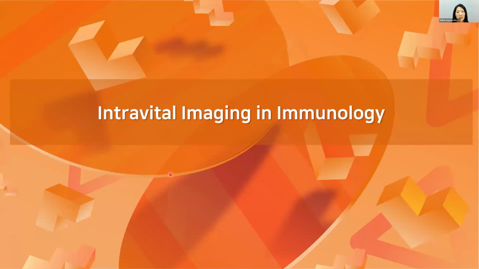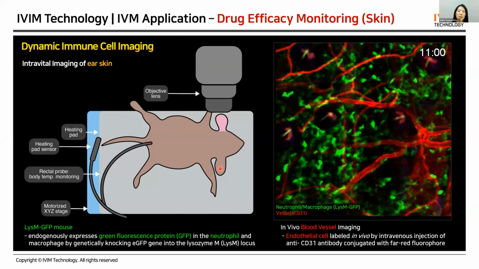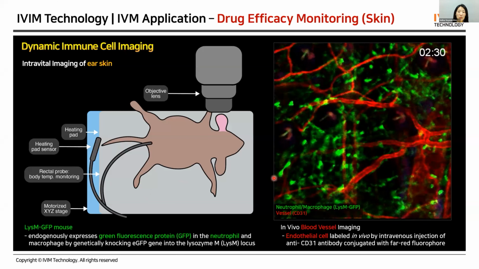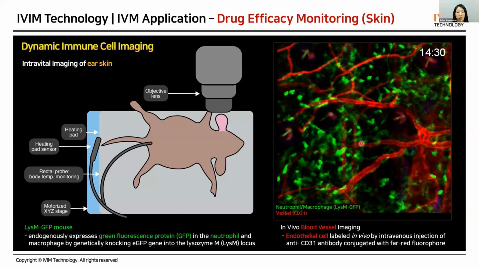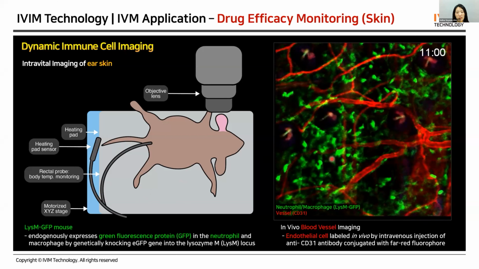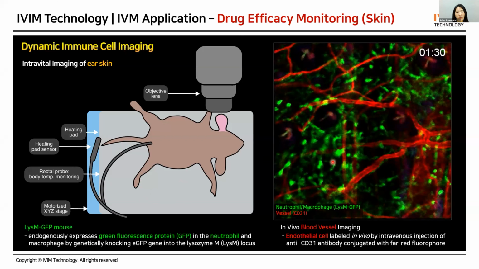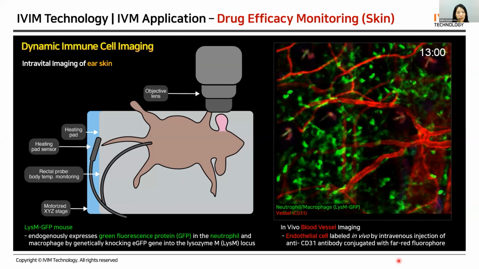So from this slide, I'd like to introduce the intravital research applications in the immunological research field in detail according to the target organ. This is the intravital imaging of skin, visualizing immune cell dynamics in the skin of a lysozyme-GFP transgenic mouse, together with the ear skin blood vessels. As we can see here, we can visualize the cell-to-cell dynamics of the neutrophils in the skin, and also acquire the very fast cell dynamics of the neutrophils flowing through the blood flow.